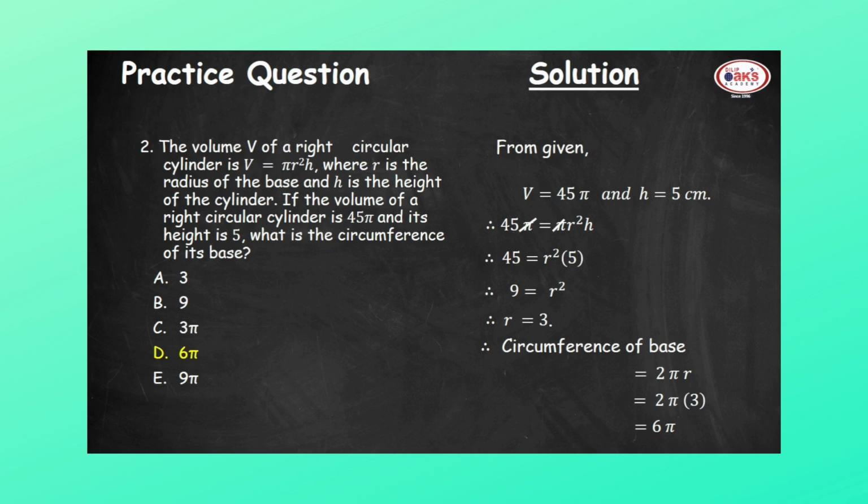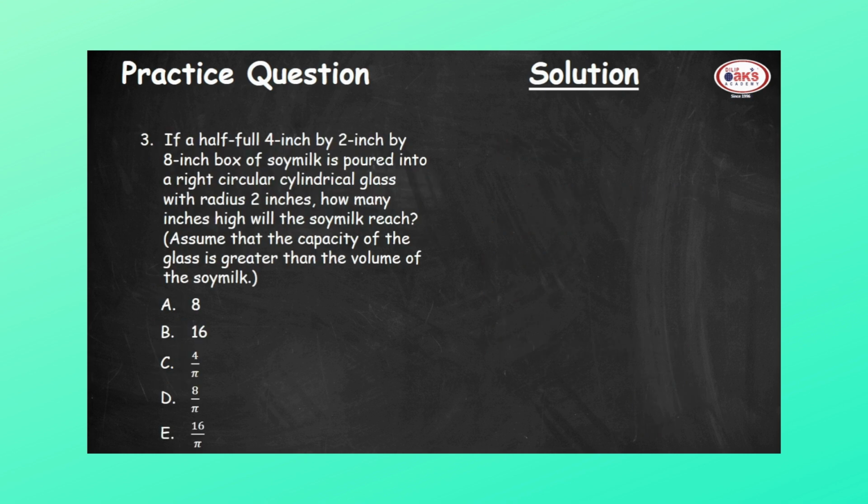Okay, now let us look at the next question, where it says, if a half full 4-inch by 2-inch by 8-inch box of soy milk is poured into a right circular cylindrical glass with radius 2 inches, then how many inches high will the soy milk reach?